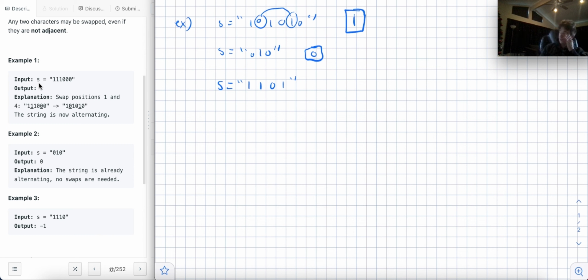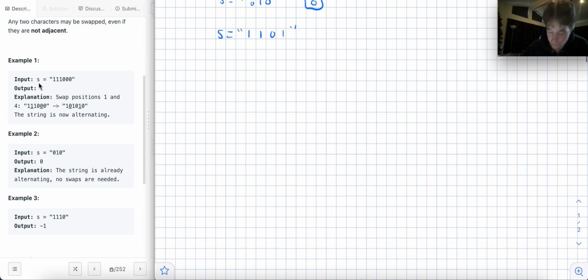So what I was saying in the beginning, right? The beautiful part of this problem is to recognize how constrained it is. And then from that, you can derive a pretty simple solution. What I mean by that is we're trying to make this thing alternating. Okay? Well, alternating strings can only take two forms.